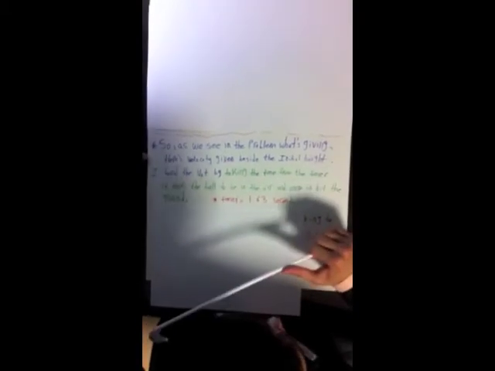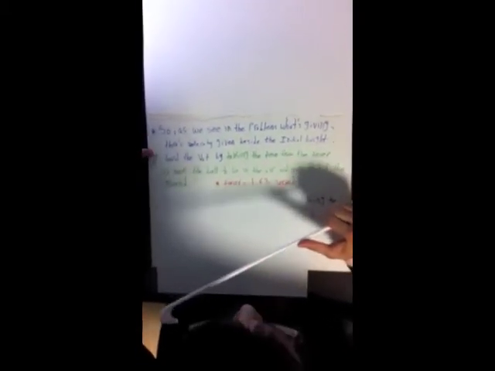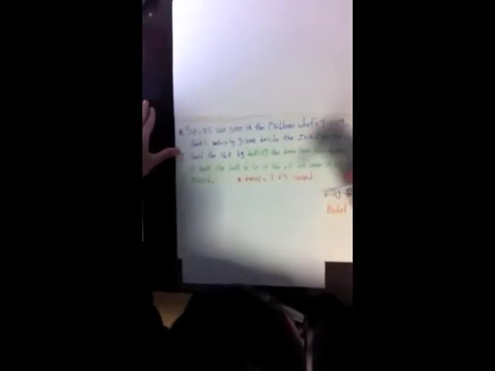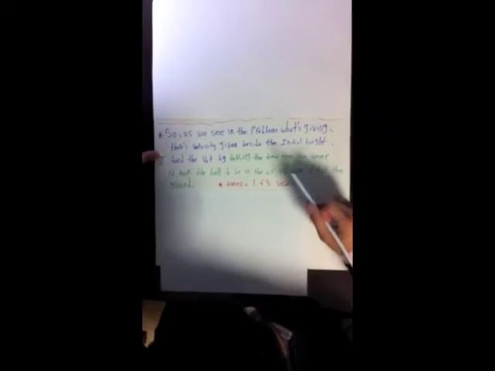Well, as we see in the problem above, what's given? There is velocity given besides the initial height. I found the velocity by taking the time from the timer, how long it took the ball to be in the air until it hit the ground. And the timer gave me 1.63 seconds.